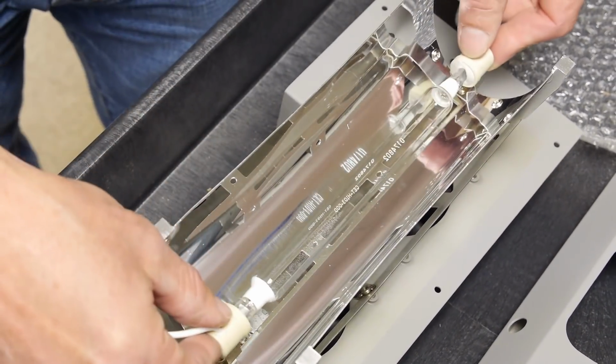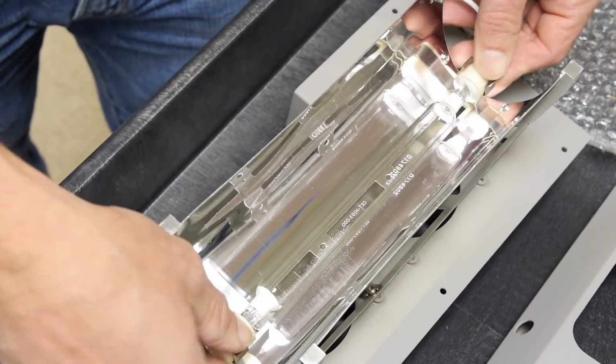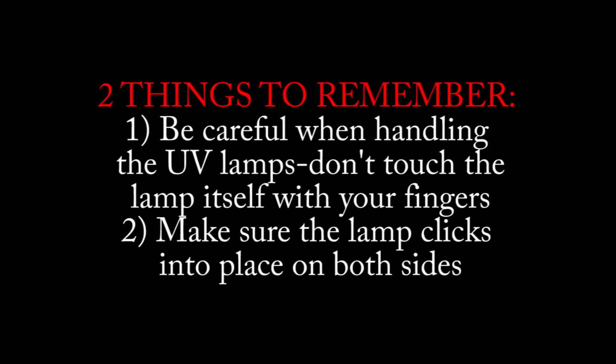Replace the old lamp with the new UV lamp. Two things to remember are: one, be careful when handling the UV lamps. Don't touch the lamp itself with your fingers. Two, make sure it clicks into place on both sides.